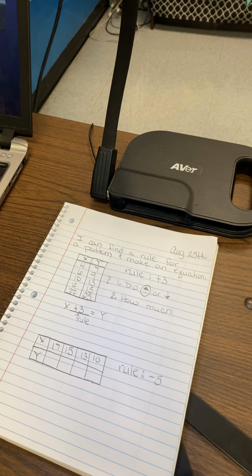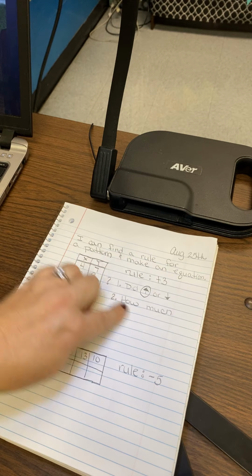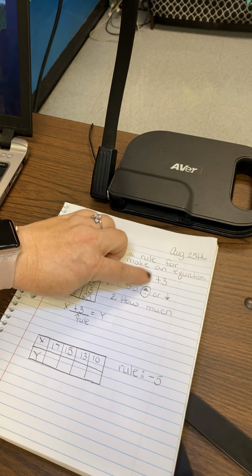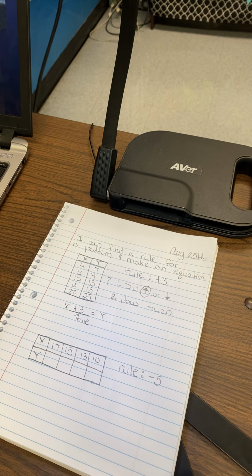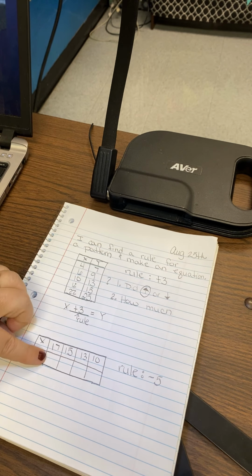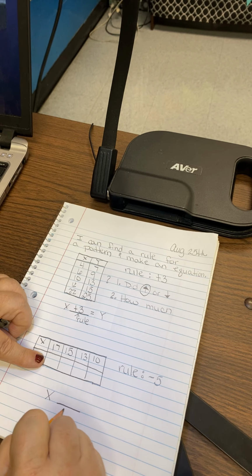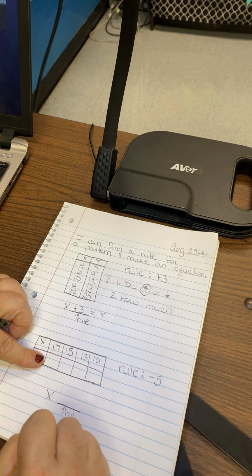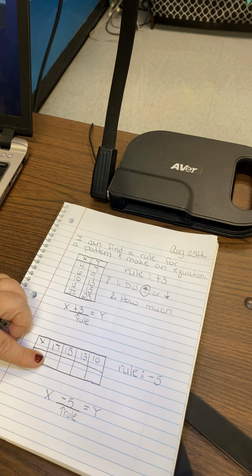So you do not have to ask, am I increasing or decreasing, and by how much? Because I've already given you the rule. Because these questions help you find the rule. This time I'm giving you the rule. So now, when I'm doing this, I would say x minus 5 equals y. So I'm going to go ahead and write that. X, and then this is where we insert the rule, minus 5 equals y.